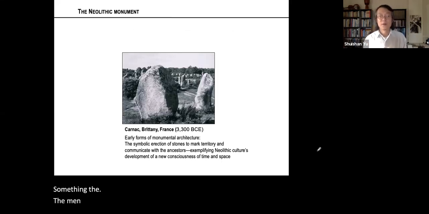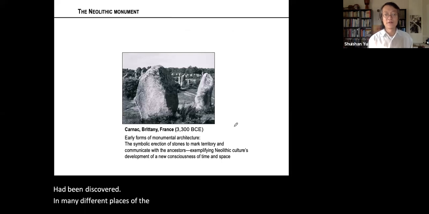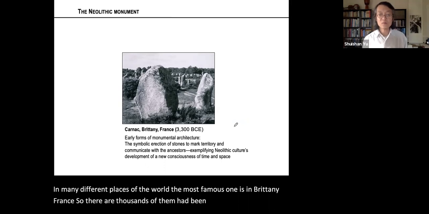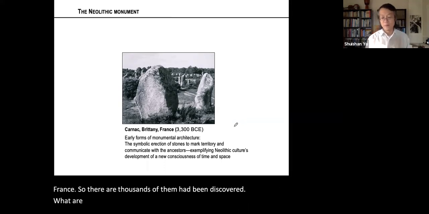menhir. These solitary monolithic stones called menhirs have been discovered in many different places of the world. The most famous one is in Brittany, France. There, thousands of them have been discovered. What are these? What do they mean? And what is the significance of them?